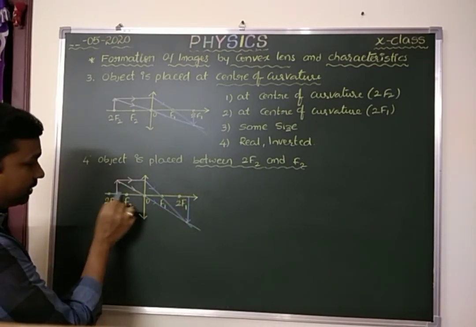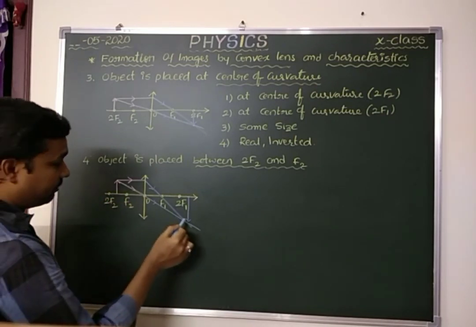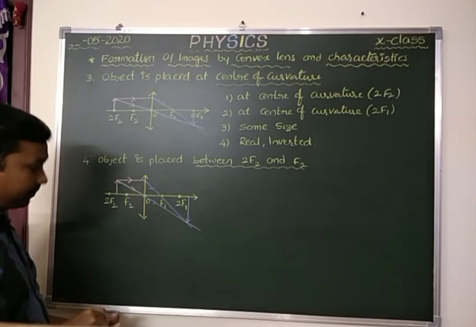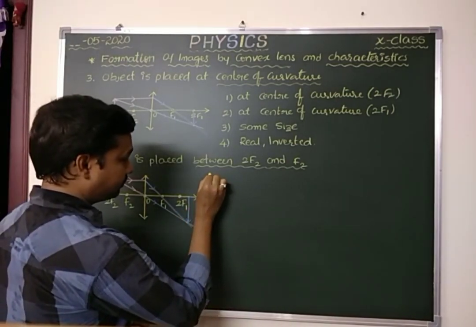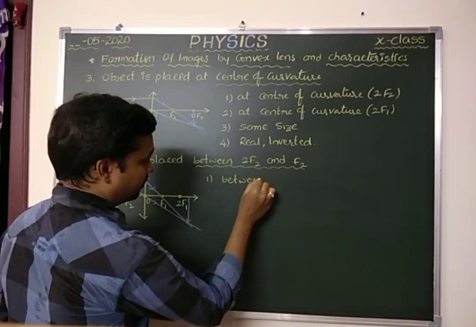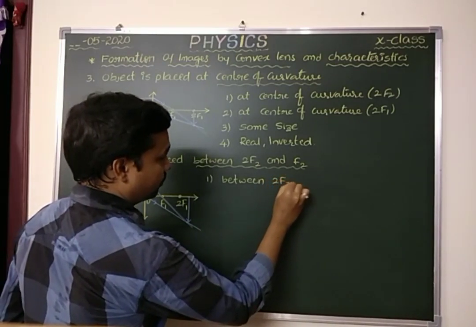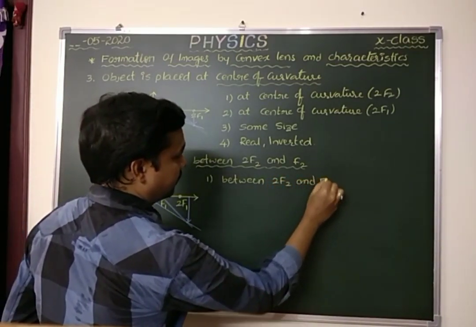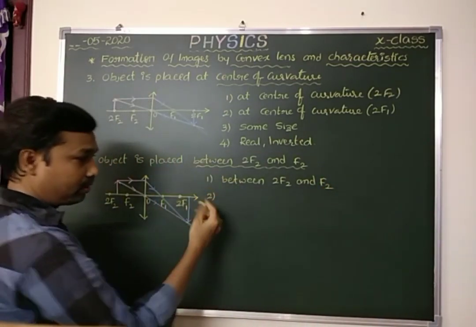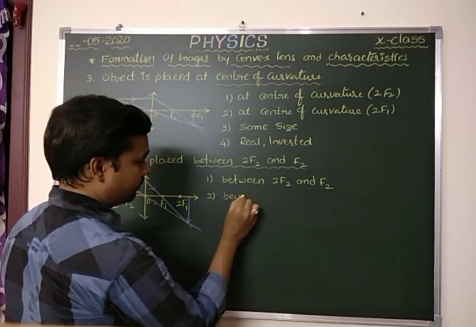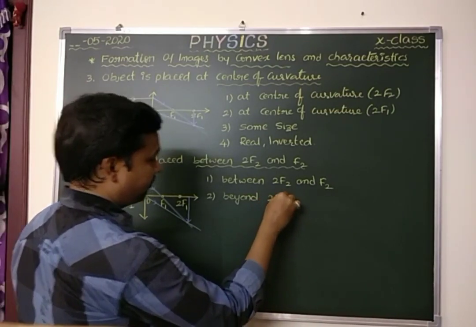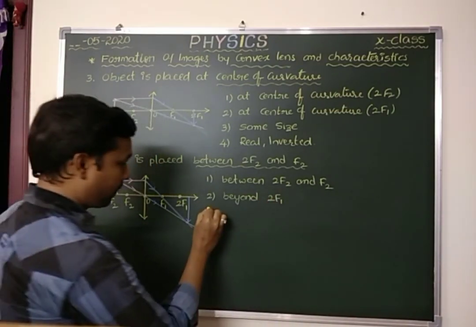Where is the object? Placed between center of curvature and focus. Where is the image? Image we are getting beyond the center of curvature. What are the characteristics we have? Object is placed between 2F2 and F2. Image we are getting beyond center of curvature, beyond 2F1, nothing but center of curvature.